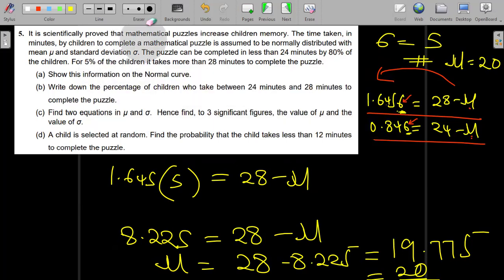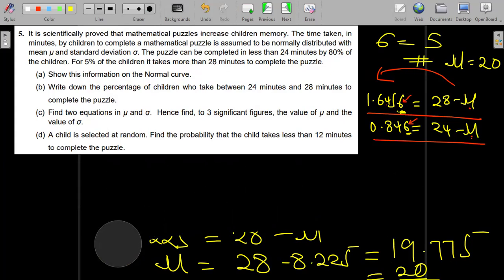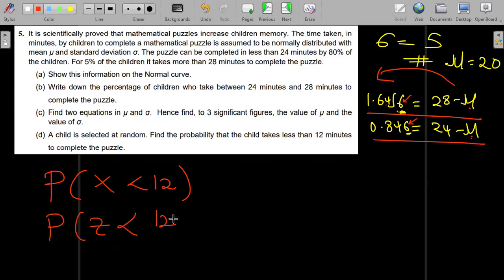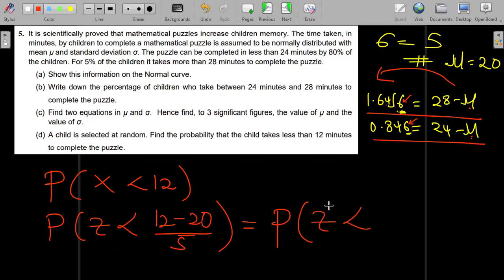Okay, and we are done with question C. Right, so now let's solve D. They're saying a child is selected at random. Find the probability that the child takes less than 12 minutes to complete the puzzle. So that is the probability that X is less than 12, which is the same as Z less than 12 minus the mu, which is 20, divided by 5, that is minus 8 over 5.